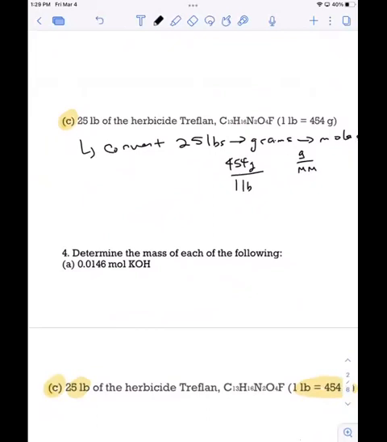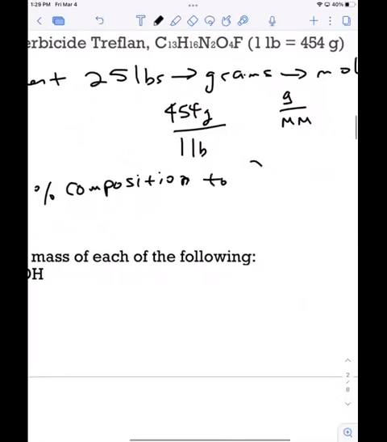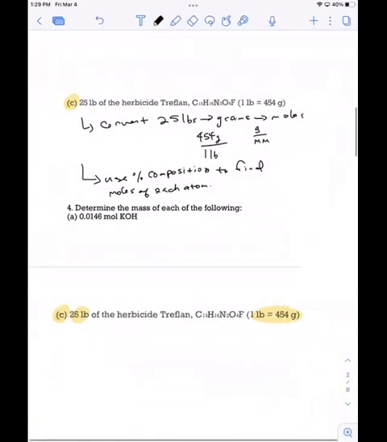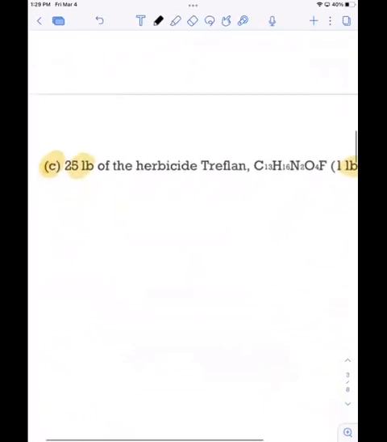And then in the second part, we're going to use percent composition to find the moles of each atom. All right, that's what we're going to do. And we know, and we did it just in the other problem, we just did with a different formula. All right, so first thing we want to do is convert pounds into grams. So let's do that.